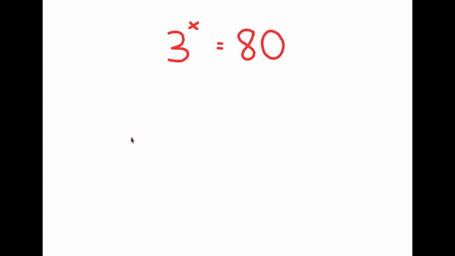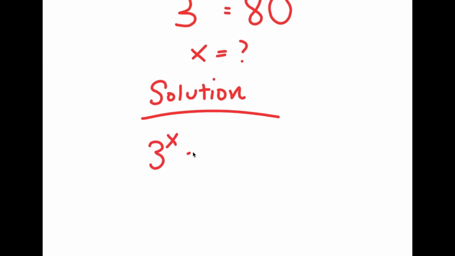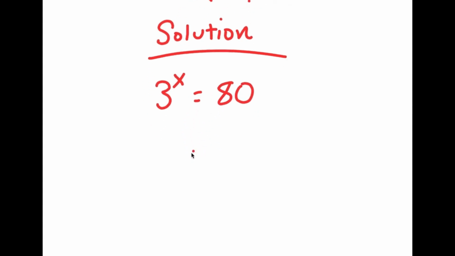Alright, so in this problem, I have 3 to the power of x is equal to 80. So I want to find the value of x here. So for my solution, I first start with 3 to the power of x is equal to 80. And now I'm going to take the log on both sides. So I get log 3 to the power of x is equal to log 80.